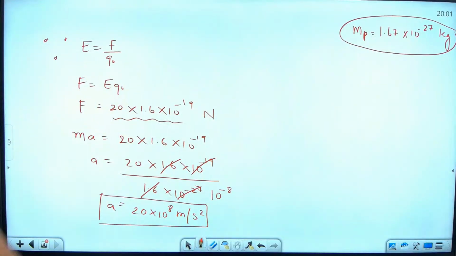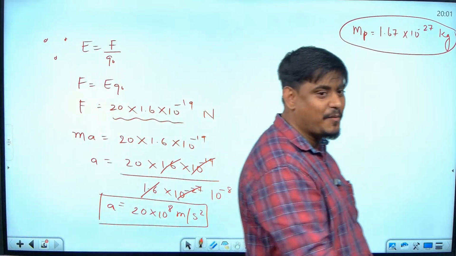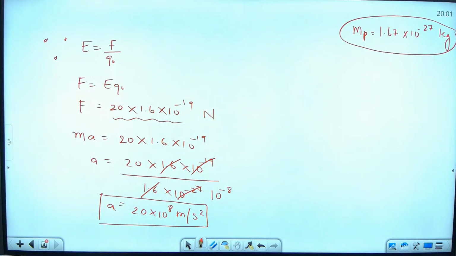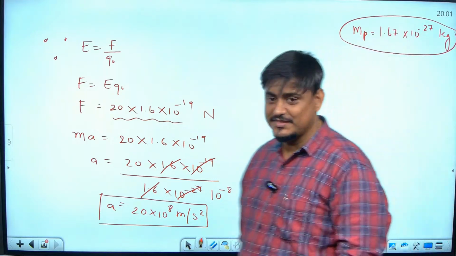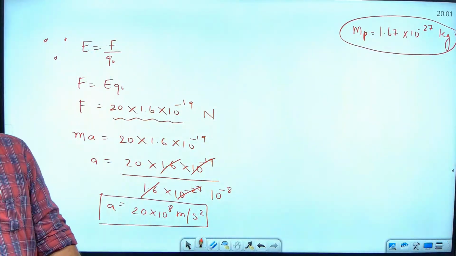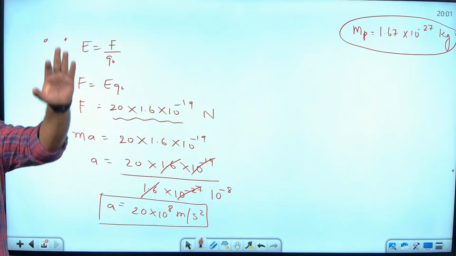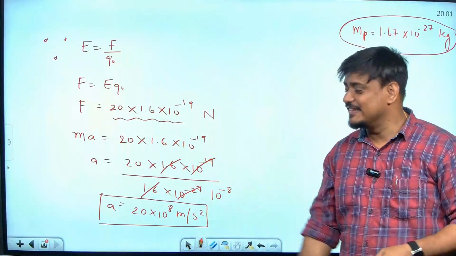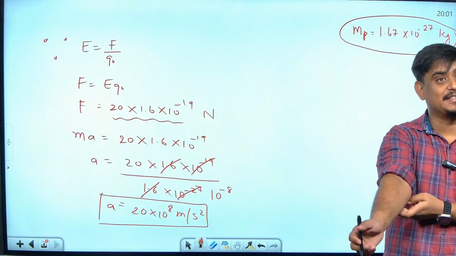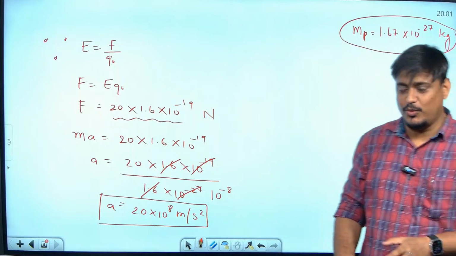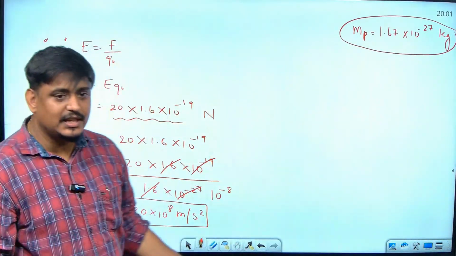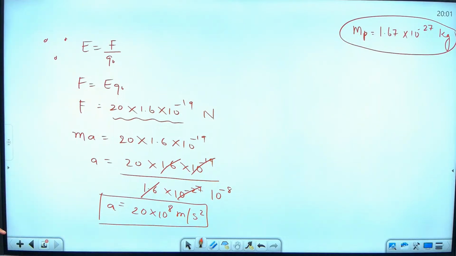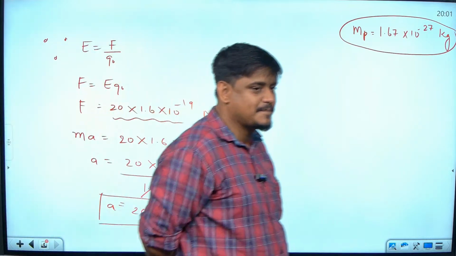Got it? How big a value can you feel? 10 to the power 8 is more than the speed of light. Actually, it's not speed, it's acceleration, by the way. So every second, it is going to increase its velocity by 20 into 10 to the power 8 meter per second. Imagine how fast this is. First, all of you have written this? All of you have understood this? Let me check first. I hope it is clear.